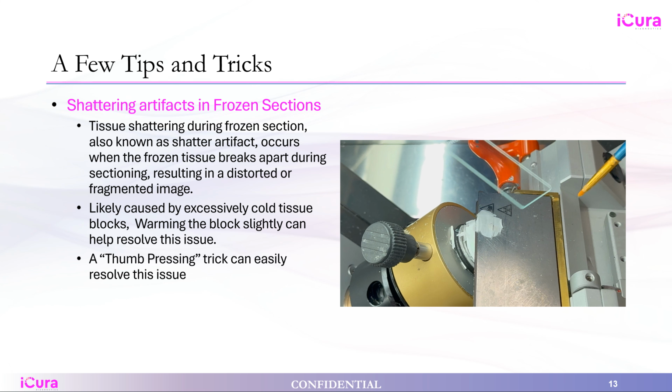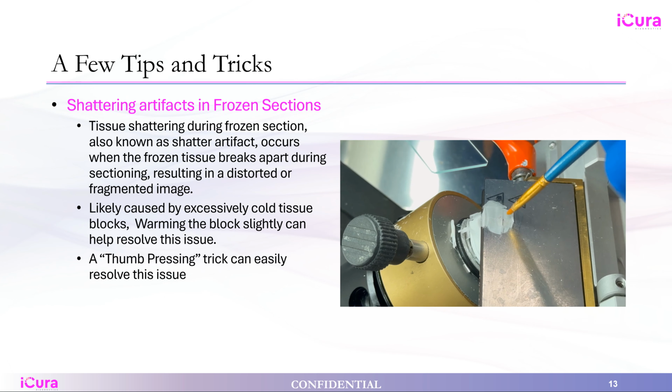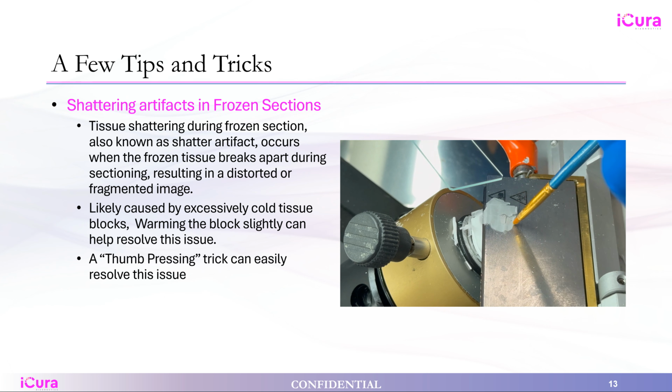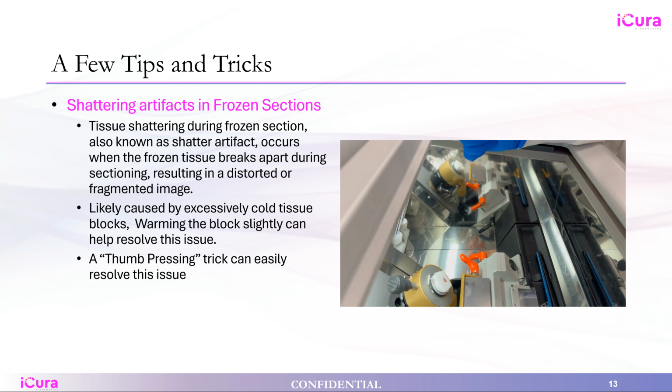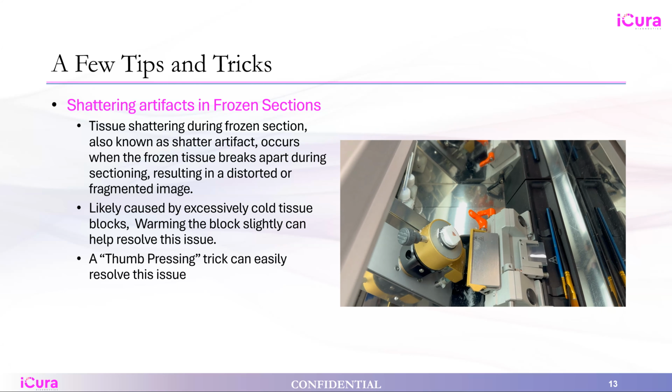Okay, we can switch gears to the frozen section side. For frozen sections, one of the most common issues we encounter is again the brittleness of the block or the tissue. And there's a term for that. It's called a shattering artifact. Essentially, as you can see in the video, the sections coming out of this frozen block tend to crack a lot, making a lot of holes.